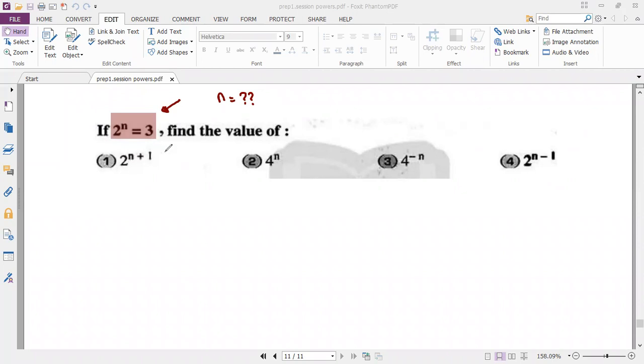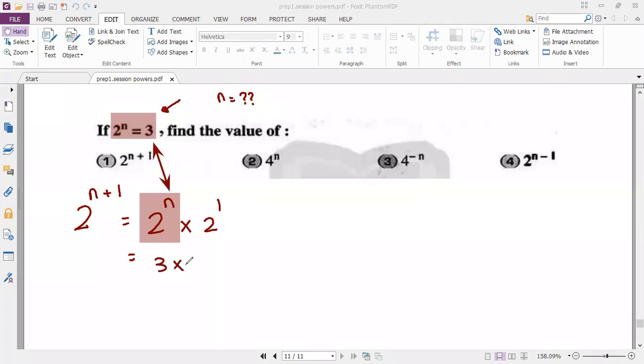I want to get 2 to the power of n plus 1. If you remember, we can write it as 2 to the power of n multiplied by 2 to the power of 1. And 2 to the power of n is given as 3. So instead of 2 to the power of n, write 3, multiplied by 2 to the power of 1, which is 2, and 3 times 2 equals 6.